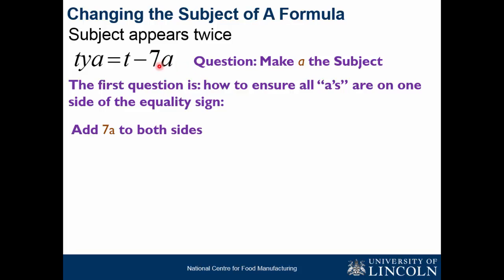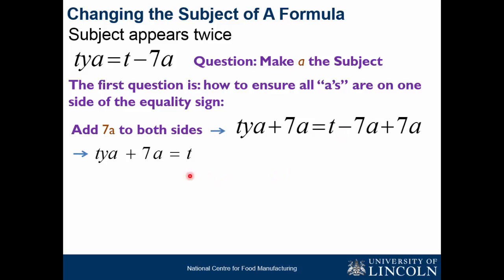Now we can see 7a is here, so we want to transfer 7a to this side. Because this is negative 7a, we can simply add 7a to both sides. So when you add 7a to both sides, what will happen will be ta plus 7a equals t minus 7a plus 7a. I've only repeated the previous equation, this is what we have there before. Then we have added 7a to this side and to this side. Minus 7a plus 7a will be 0. So we are left with t on the right hand side of the equation. So we've been able to bring all elements containing a together.